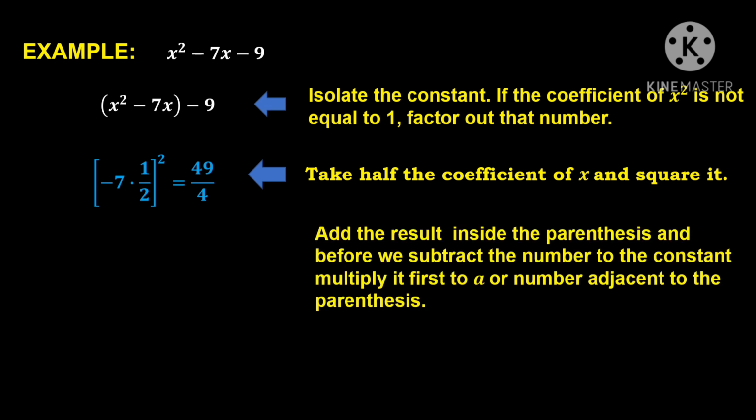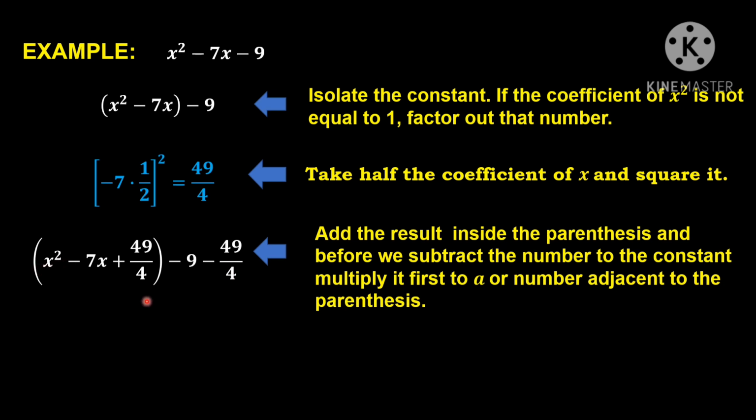Then after that, we have to add the result inside the parentheses, and we subtract it outside the parentheses. So the result is 49 over 4. In this expression, we add this result, 49 over 4. So we come up with x squared minus 7x plus 49 over 4. Then you have there minus 9 minus the number that we added inside the parentheses, 49 over 4. It's because the value of a is 1. Even if we multiply 49 over 4 by 1, the answer is still 49 over 4.